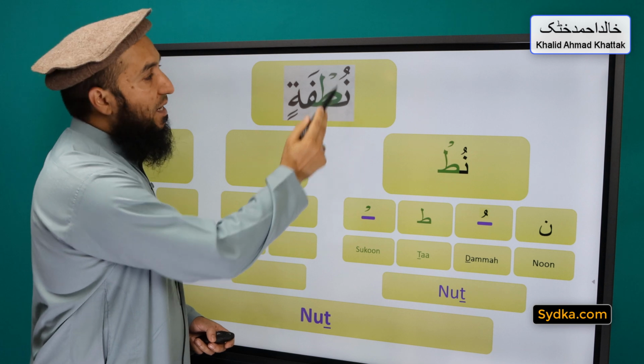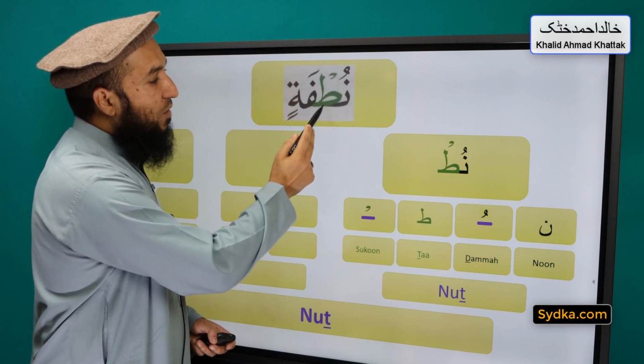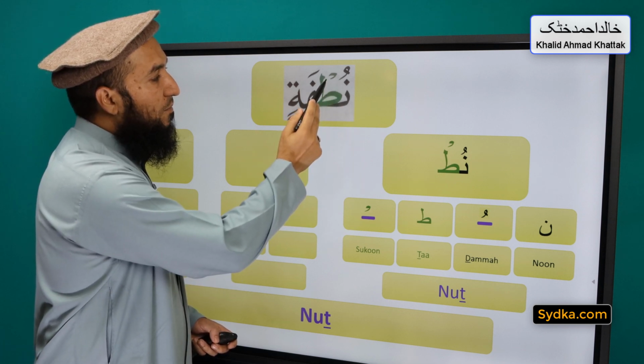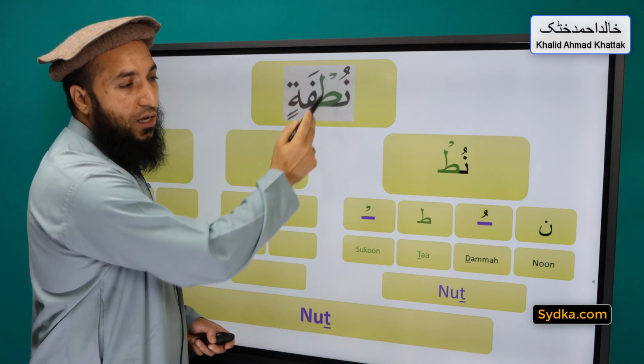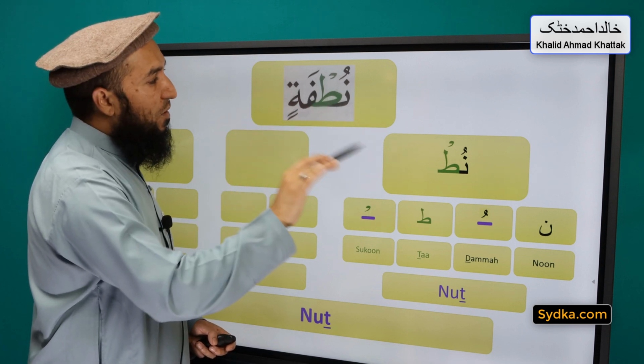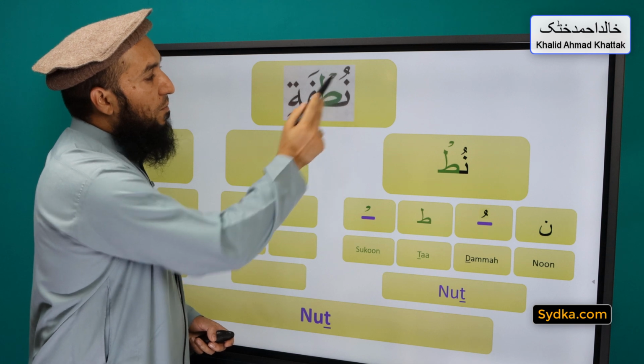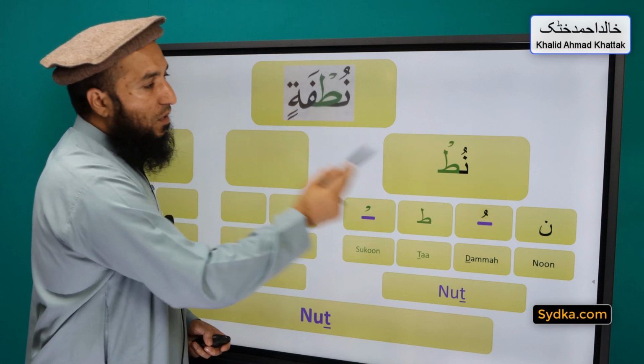Noon is a light letter, it has dhamma on top of it, it is followed by ta, and ta has a sukoon, and ta has the property of qalqala, extra movement and vibration of the makhraj. Noon dhamma ta sukoon nutfa.